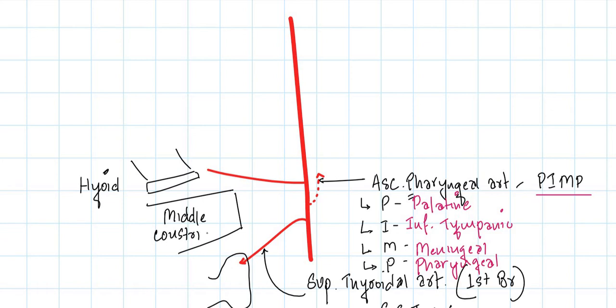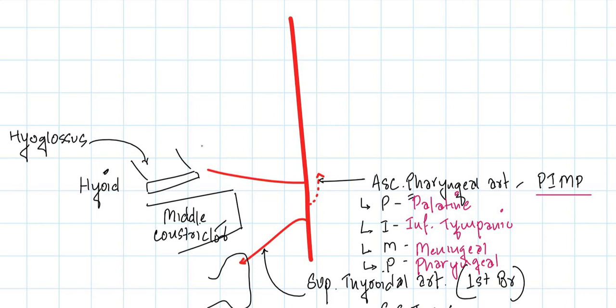This is a middle constrictor muscle, and from the hyoid bone, there's this muscle which is coming out, which is called the hyoglossus. So hyoglossus muscle. So this is the hyoid bone and the hyoglossus and the middle constrictor.